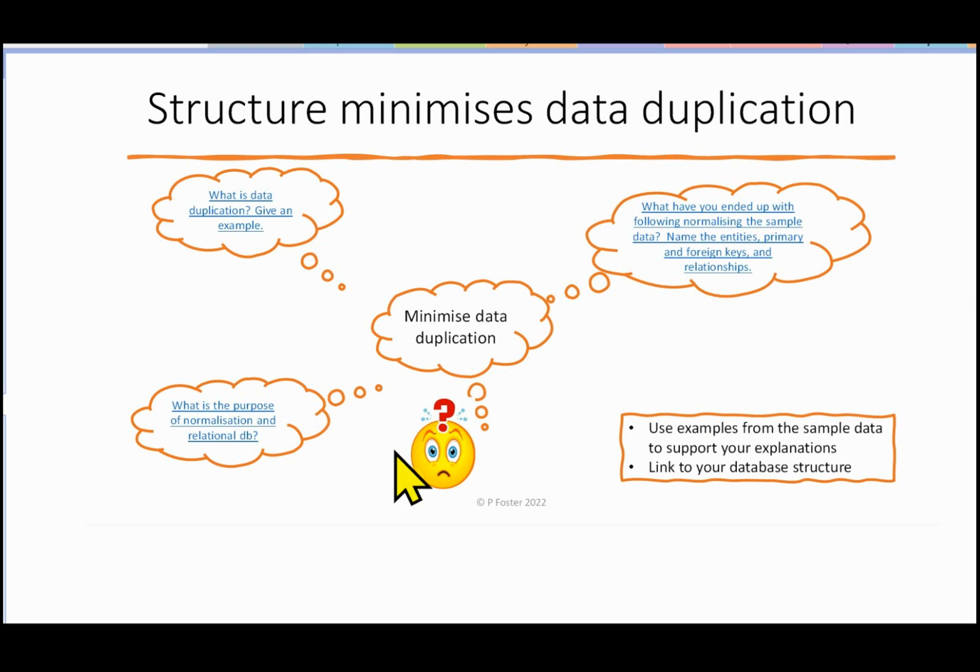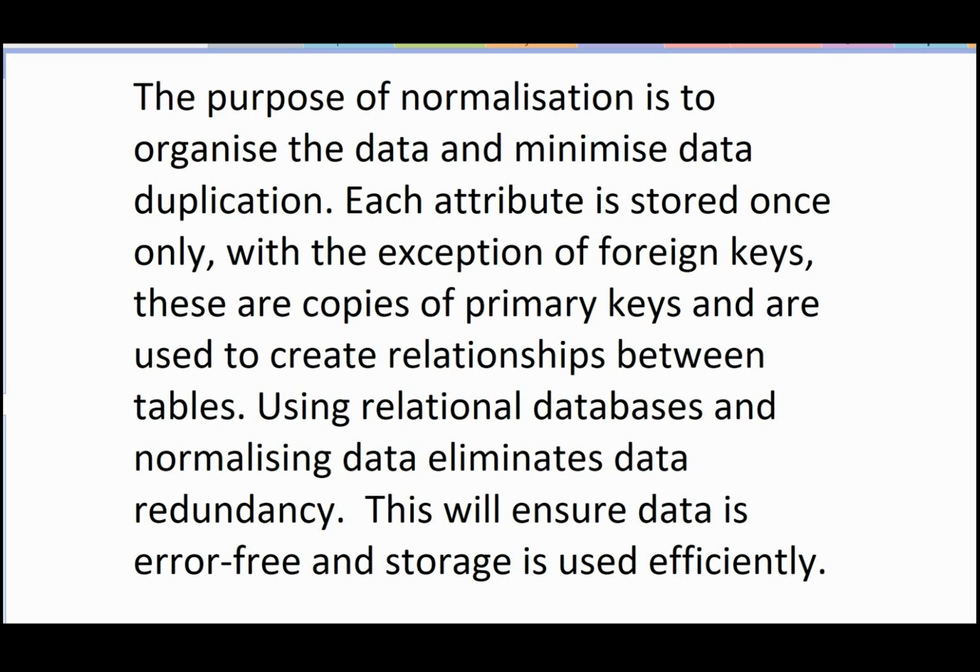In the next paragraph, I've looked at what's the purpose of normalisation and a relational database. And here we have a sample paragraph. The purpose of normalisation is to organise the data and minimise data duplication. Each attribute is stored once only, with the exception of foreign keys. These are copies of primary keys and are used to create relationships between tables. Using relational databases and normalising data eliminates data duplication. This will ensure data is error-free and storage is used efficiently.